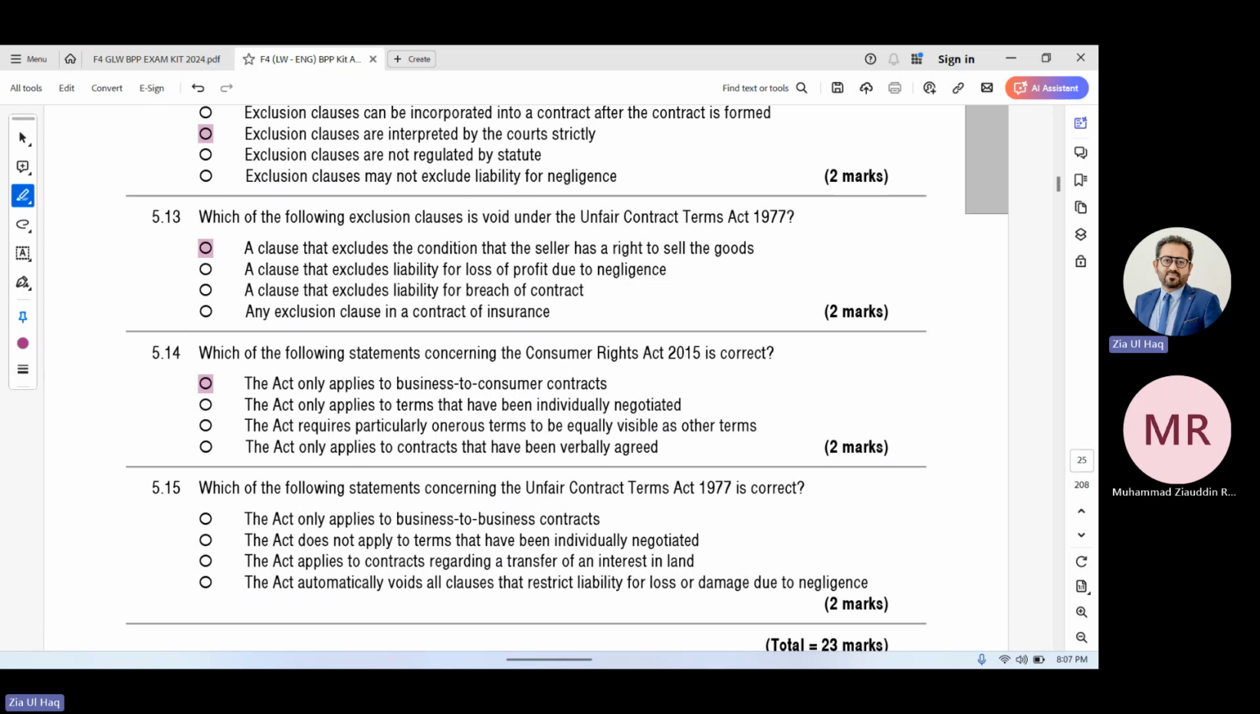5.15. Which of the following statements concerning the Unfair Contract Terms Act 1977 is correct? That it only applies to business to business contracts. Yes, because consumer is business to consumer. The act does not apply to terms that have been individually negotiated. It applies business to business. The act applies to contracts regarding a transfer of an interest in land. No, there's no such thing. The act automatically voids all clauses that restrict liability for loss or damage due to negligence. No, the first option is correct.